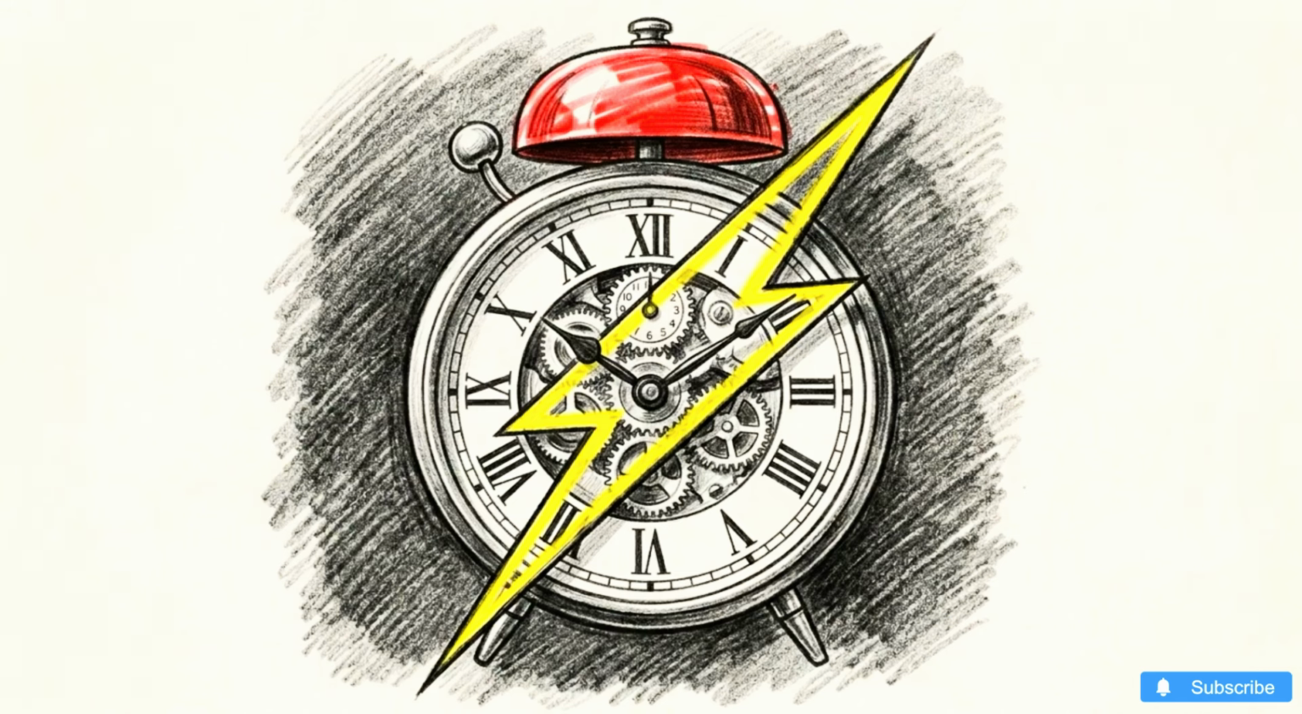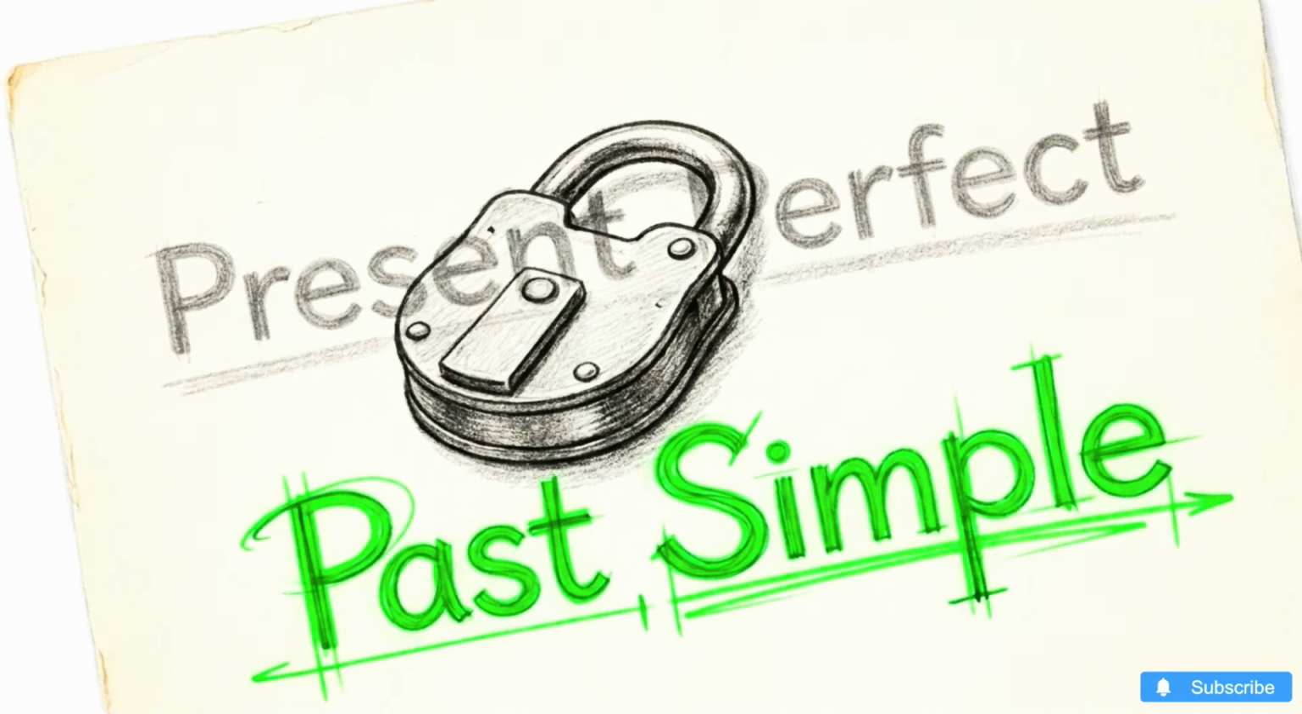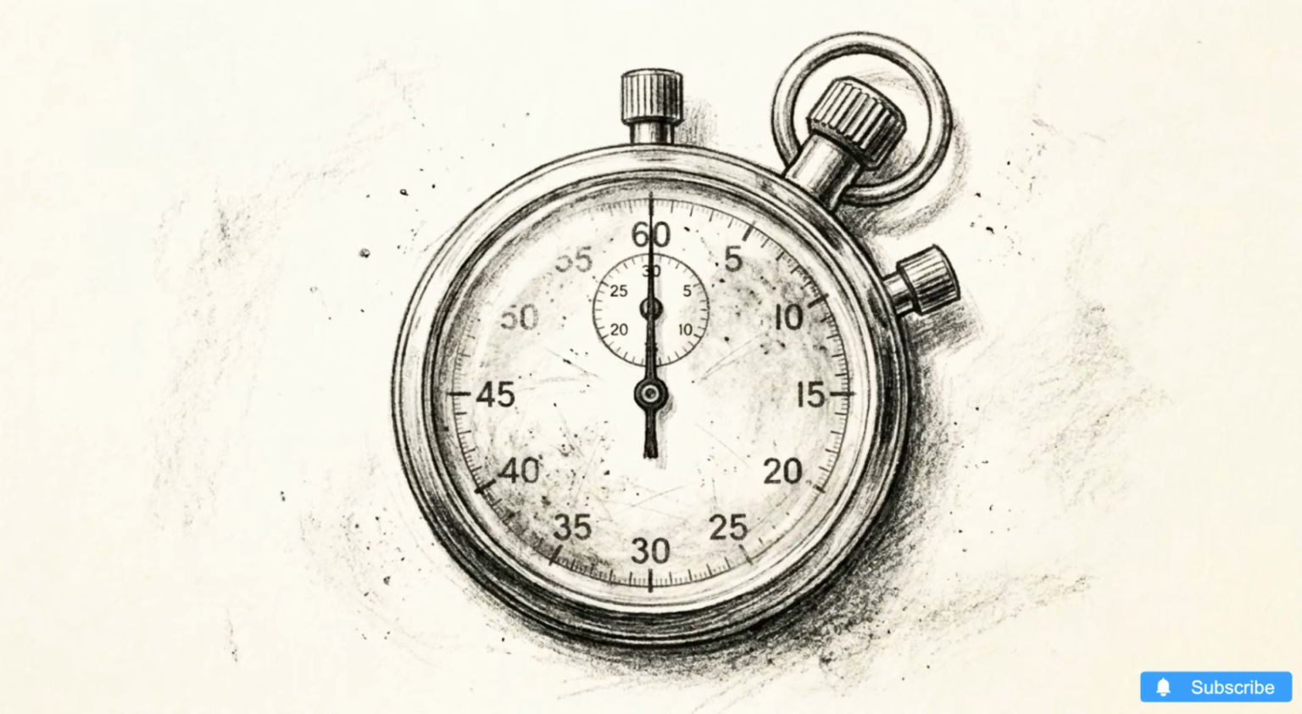Step 1 is Rule 1, the finish time trigger. If a sentence explicitly mentions a dead, completed time period, like 1999 or yesterday, the present perfect tense is locked out. You must use the past simple. The most common failure points here are the question words "when" and "what time." Both of these immediately point to a specific historical moment that is already over.